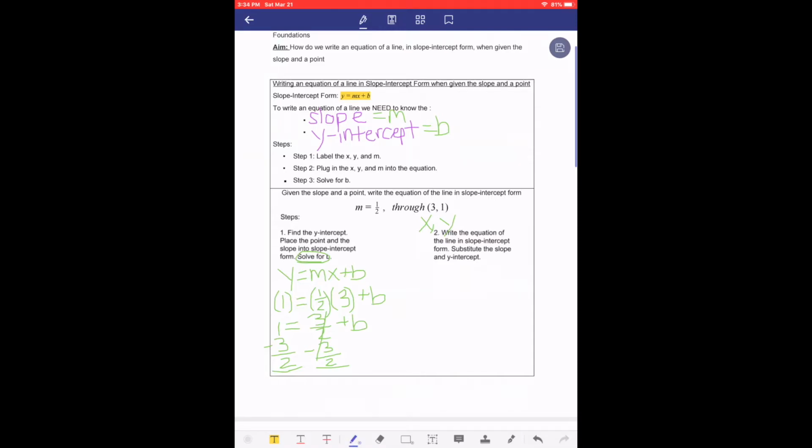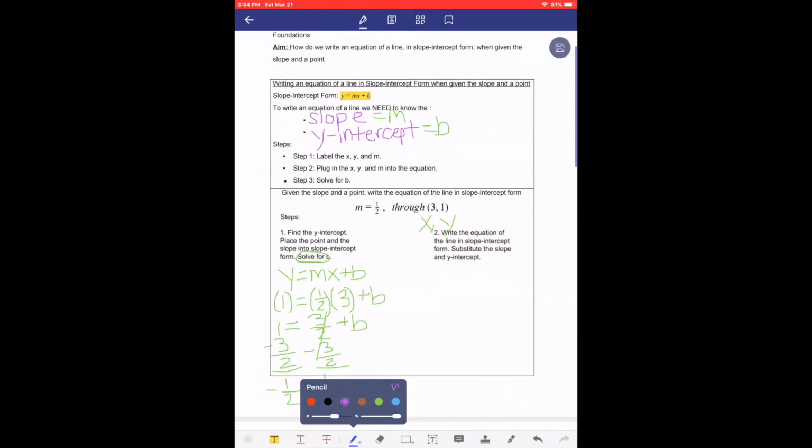So when you put in your calculators 1 minus 3 over 2 as a fraction, you're going to get negative 1 over 2. And then on the right, we just have b left. So negative 1 over 2 equals b.